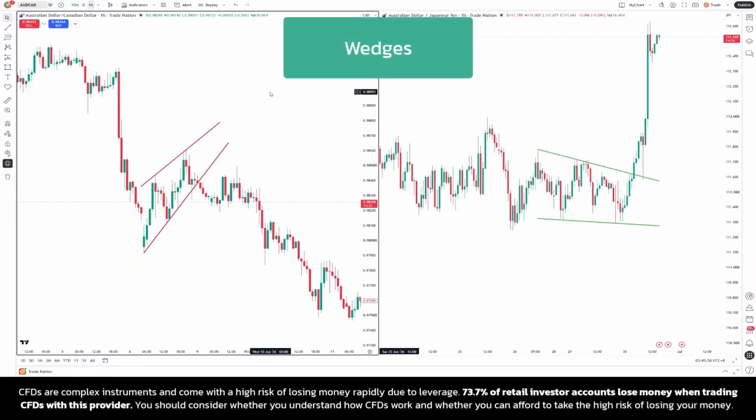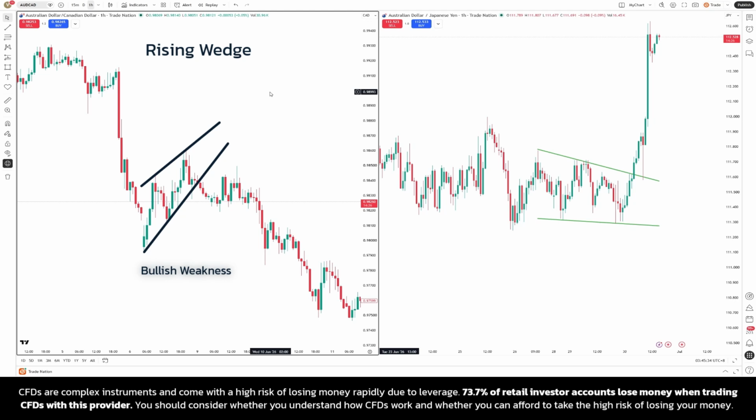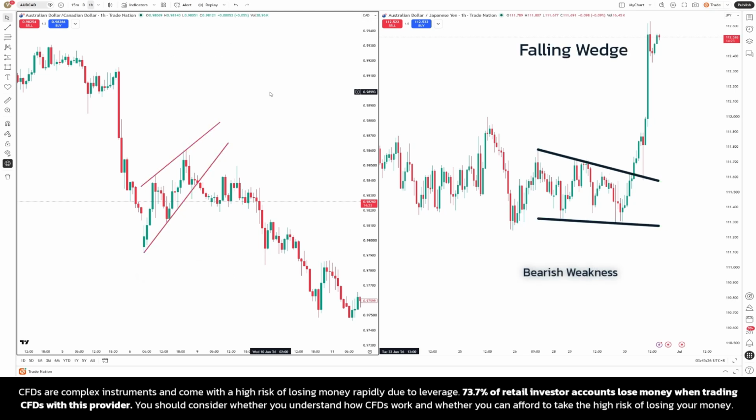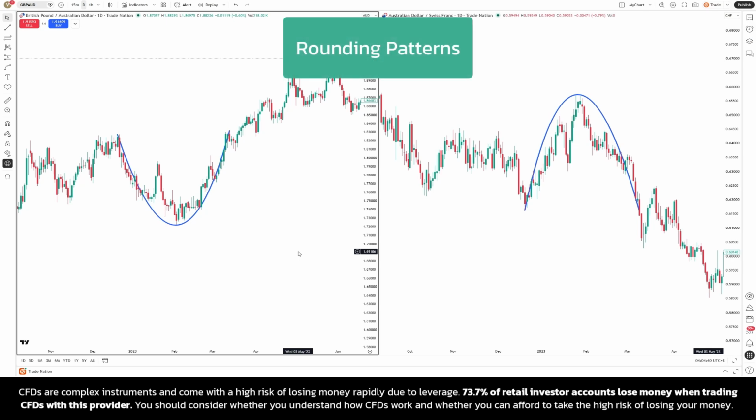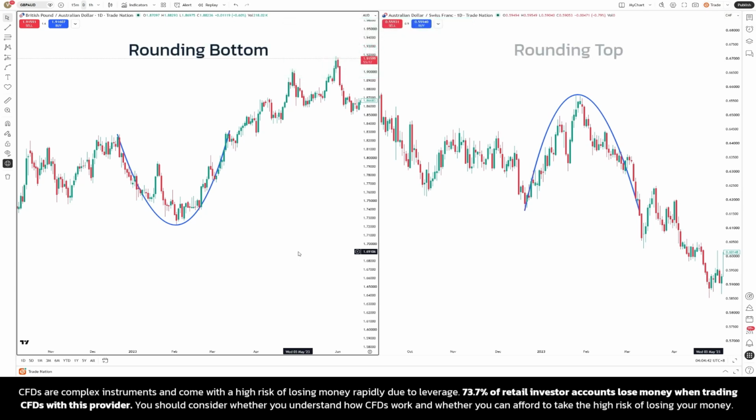Wedges are similar to triangles but typically slope in one direction. A rising wedge often signals weakening bullish momentum, while a falling wedge can indicate that selling pressure is beginning to fade. Finally, rounding patterns, sometimes referred to as rounding bottoms or tops, reflect gradual shifts in market sentiment.